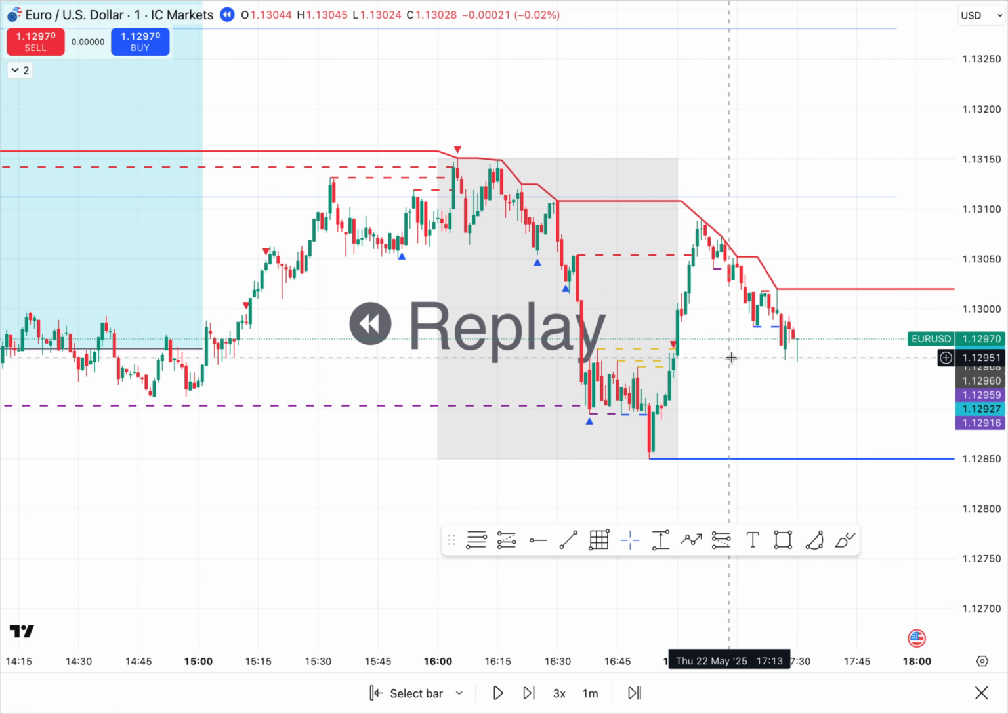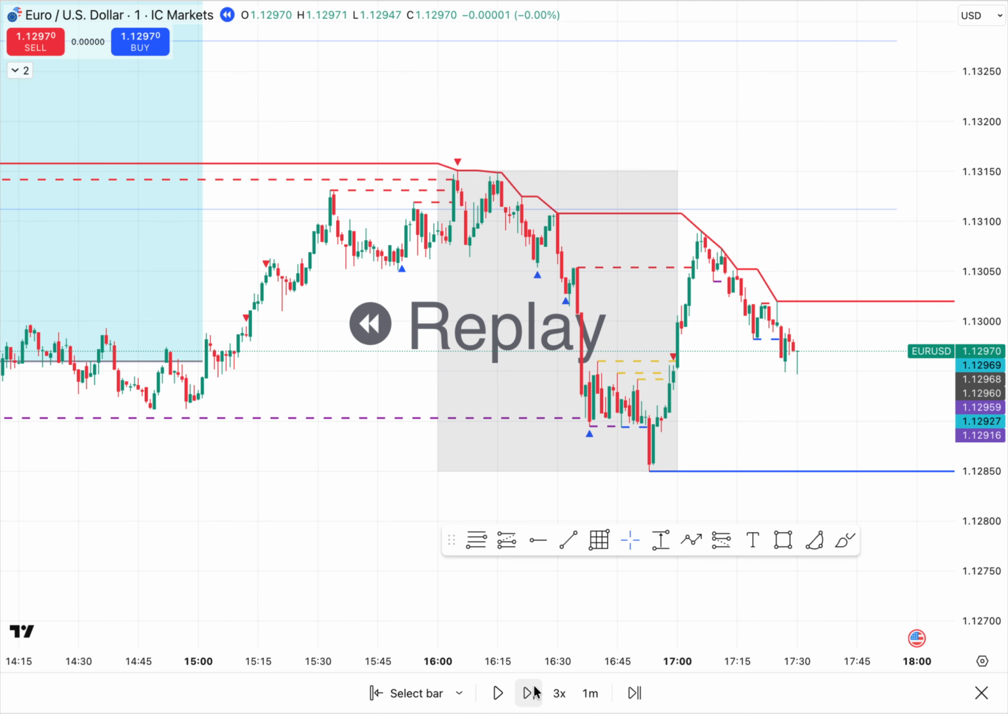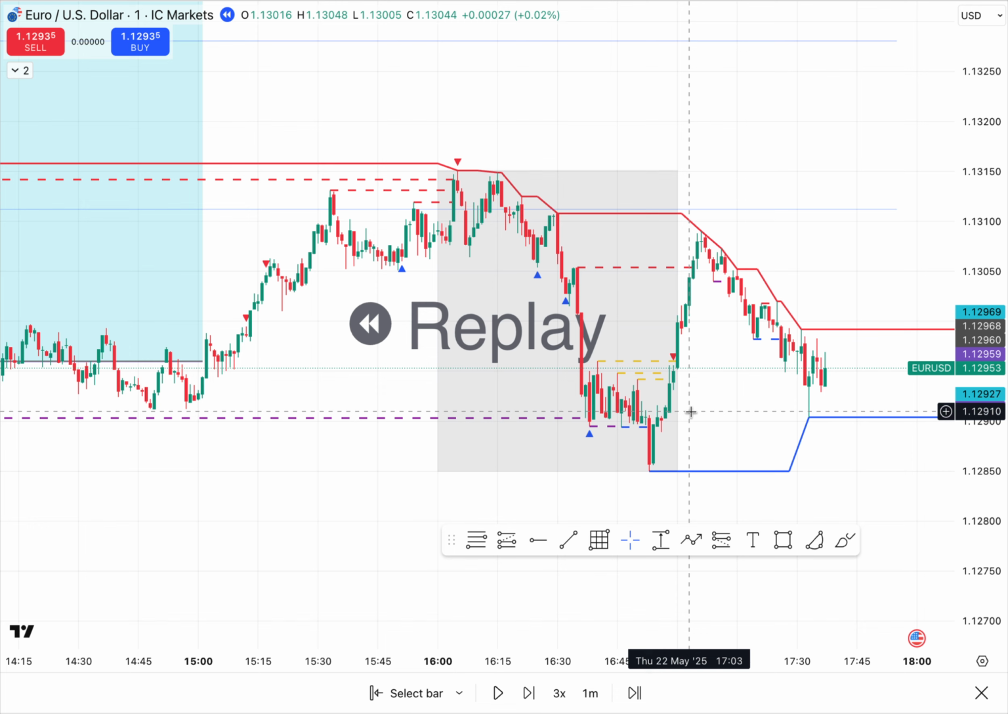This entry is going to be complicated. So short, price will come back. There you go. It did come back.